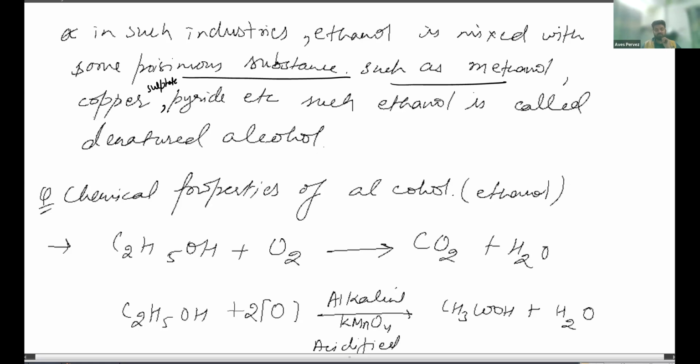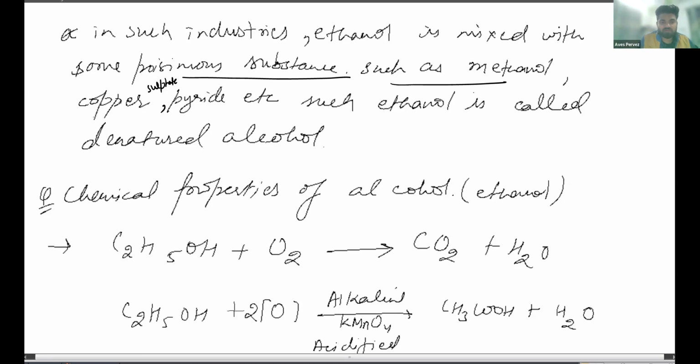So what is denatured alcohol? The alcohol which is made unfit or unsafe for drinking purposes by adding a poisonous substance, so that it is not misused in industries where alcohol is available without tax, at a cheaper price. So this is to prevent the misuse.